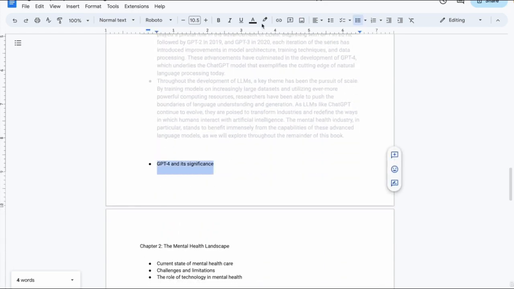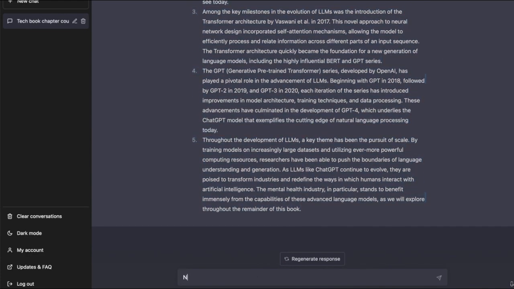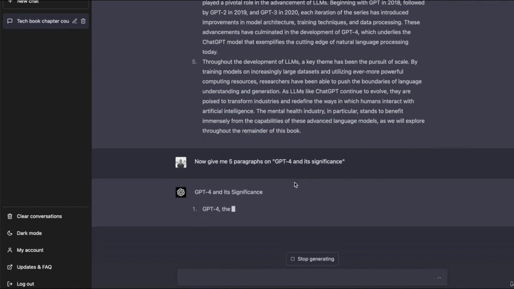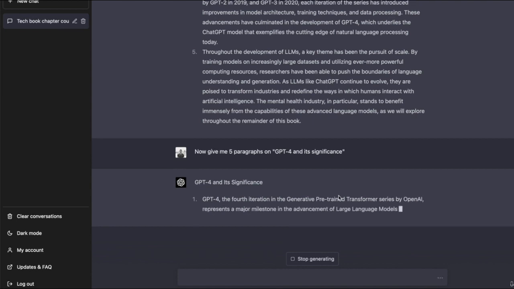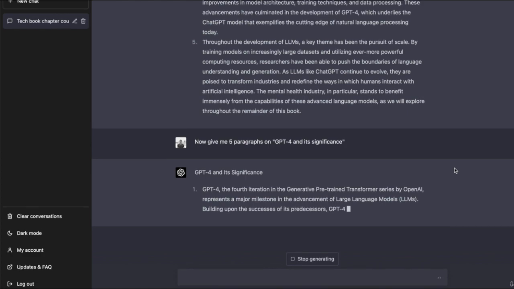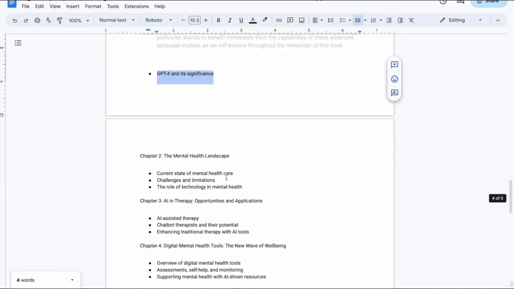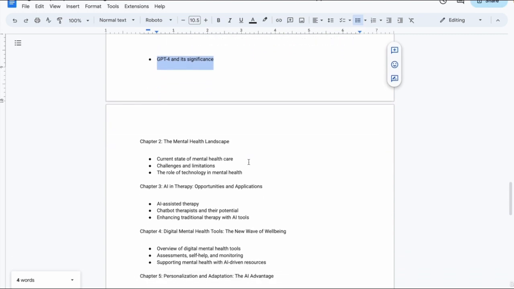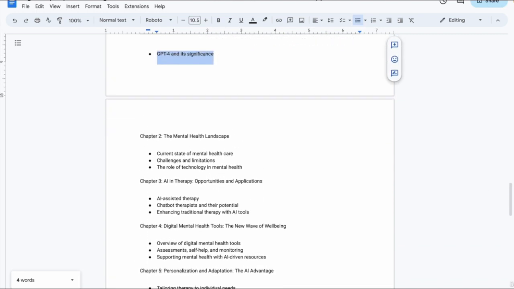And now GPT-4 and its significance. Give me 5 paragraphs on this. I guess we could introduce a little bit of variety as well. So ask it for 3 paragraphs, ask it for examples, ask it for other stuff. We're going to try that out as well. I think in some of the later chapters, on the current state of mental health or talking about the specific tools, I want to ask it for examples and potential real-life samples.